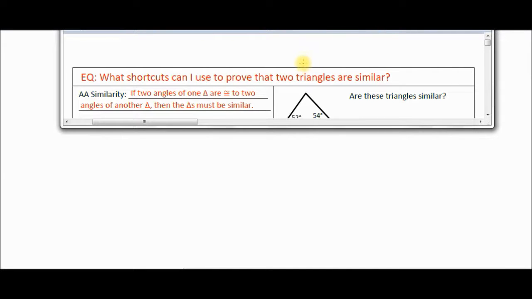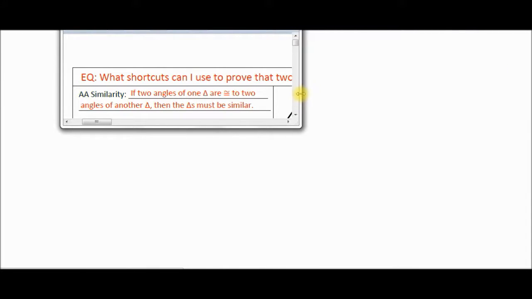Now, we learned last year some shortcuts to proving that two triangles were congruent. And we talked about how to use side, side, side, side, angle, side, angle. We also had hypotenuse, leg. Well, there are some shortcuts to prove that two triangles are similar as well. And here is the first one. It is called angle-angle similarity.